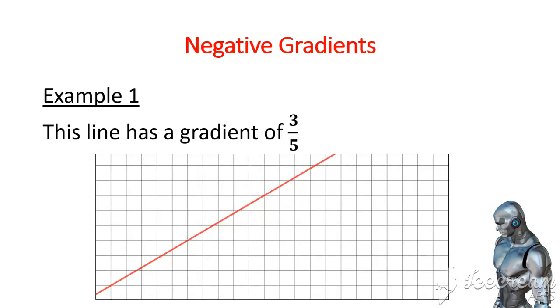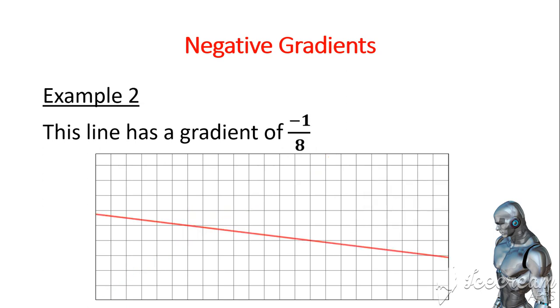Right, here's our example 1 from our last video. This line has a gradient of 3/5. So let's pick 2 points on the grid, and to get from the left-hand point to the right-hand point, we must rise up 3 squares and run across 5 squares.